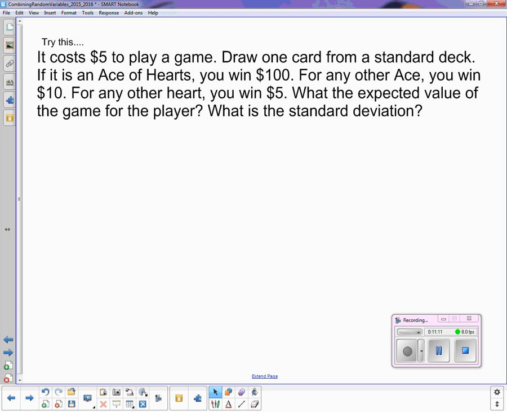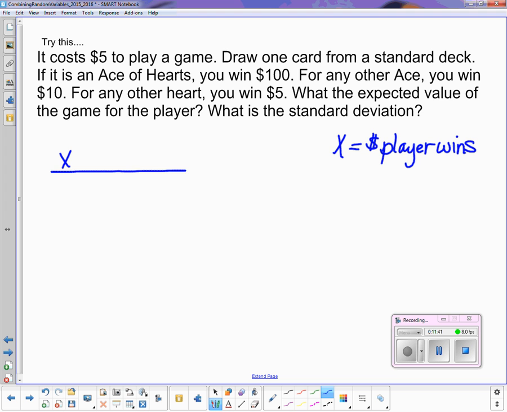What do you think? Let's start with what the expected value is. Okay, we'll get to standard deviation in a minute. What should we do to answer the question? Expected value of the game for the player. We're going to define X as how much money the player walks away with. So we should say that. So let's come up with all of our outcomes. What are those possibilities? How much money can you win? Are you ever going to lose any money?